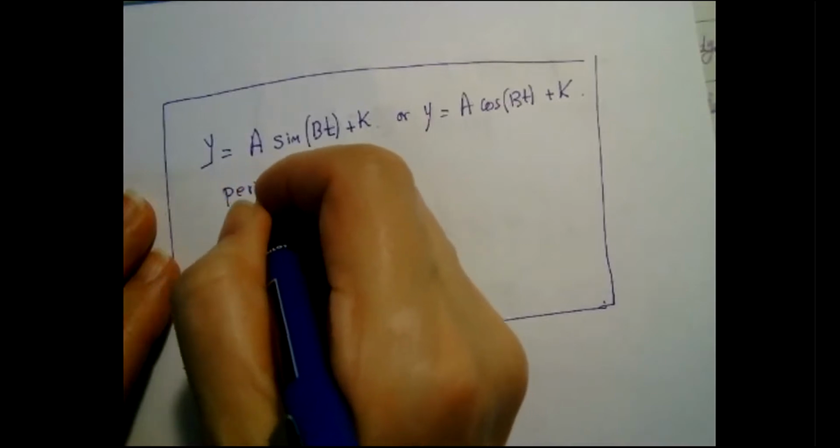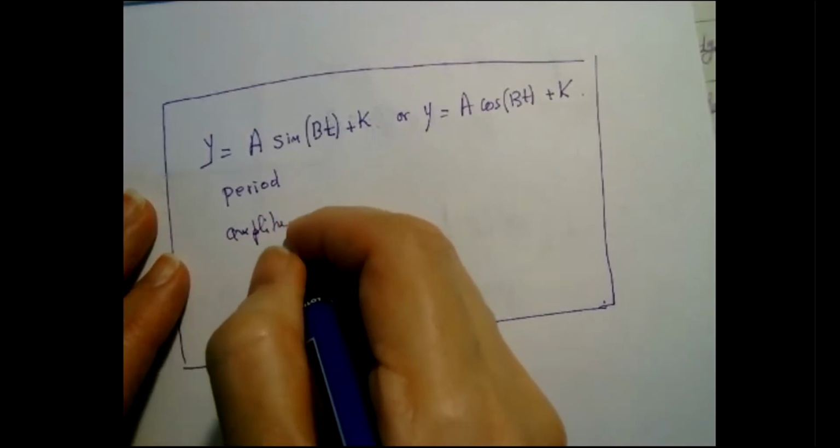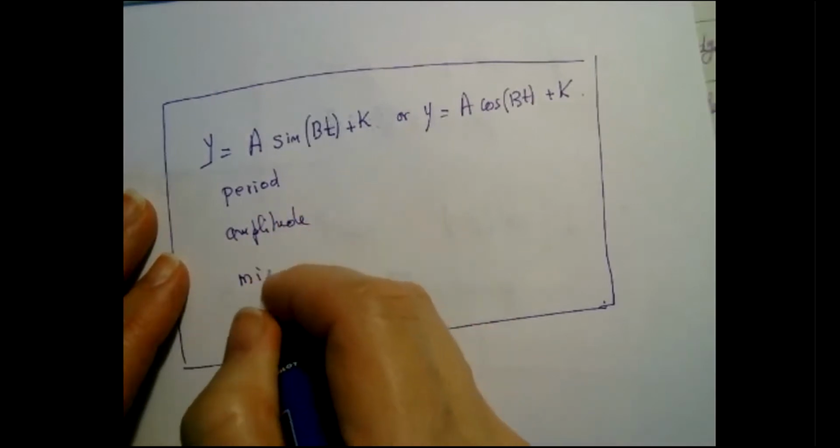What's the period of this new function? What's the amplitude? And what's the midline?